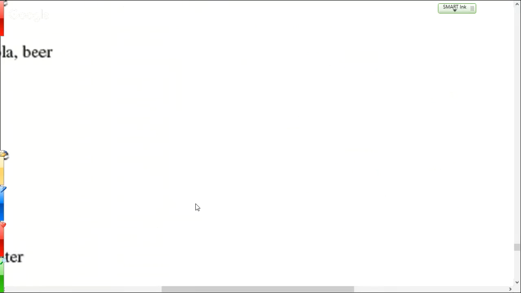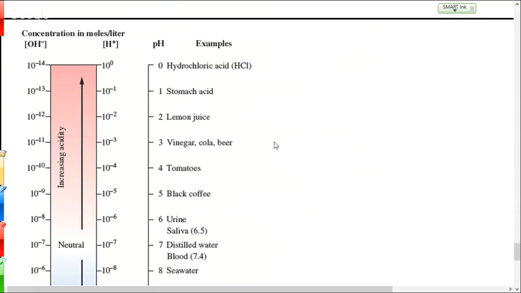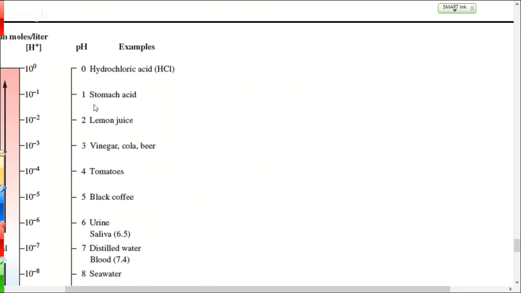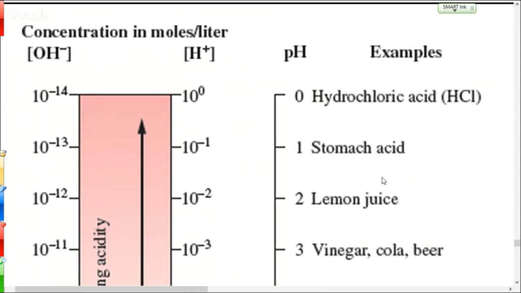All right, we'll zoom in on this a little bit. We can see it. So here's our pH scale. On the left, you've got the scale itself, and it's showing the hydroxide concentration, the hydrogen ion or hydronium concentration, and then what that corresponds to in pH, and what would be an example of that.